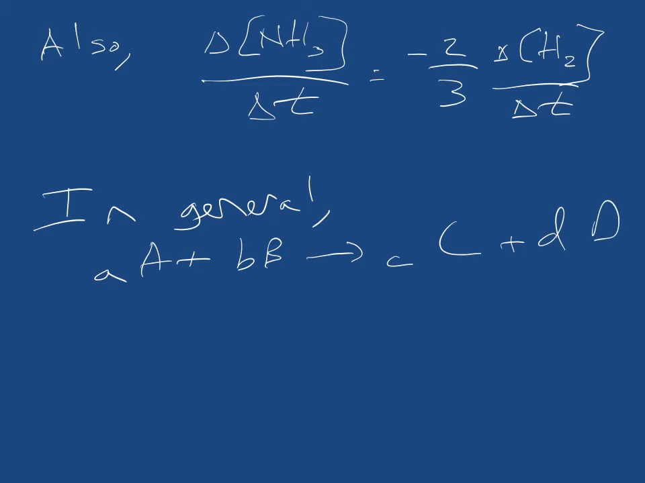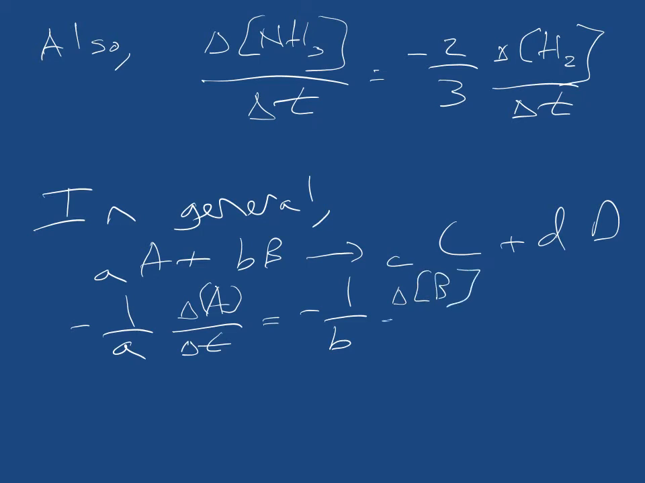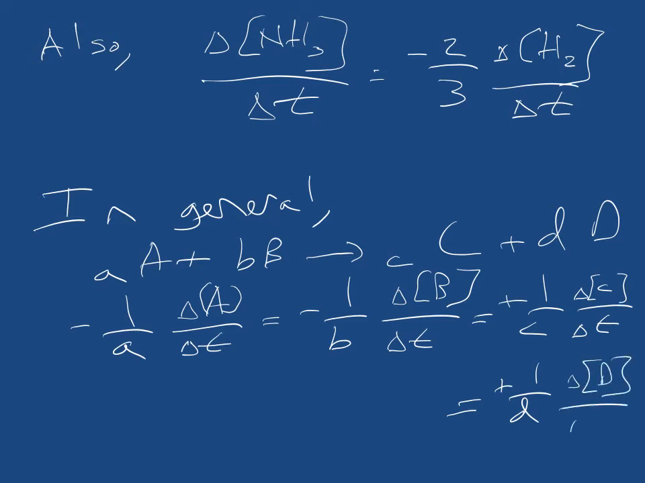It's pretty simple. If you want to equate all of these rates, well, negative 1 over a times the change in A over change in time is going to be equal to negative 1 over b times the change in B over change in time, which will be equal to positive 1 over c times the change in C over change in time, which equals positive 1 over d, change in concentration of D over change in time. That may take a little bit of time to digest, but this allows you to relate.